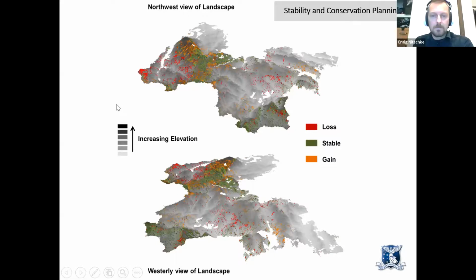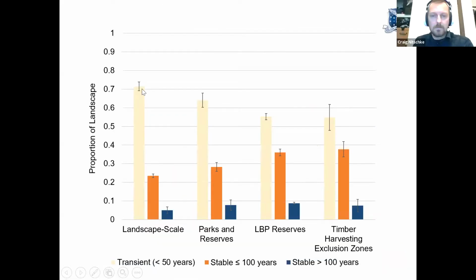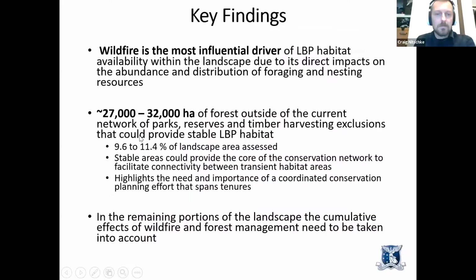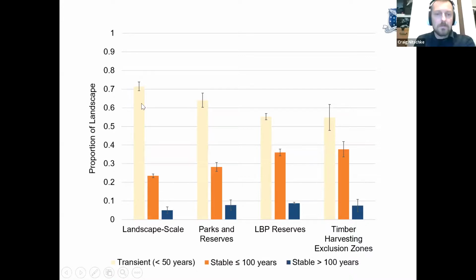Breaking this down to how the landscape is classified into conservation tenures, at the general landscape level, what we found is that over 70% of the habitat is transient, so less than 50 years. But that's still important. Of the habitat that's in there, most of it's transient, but they still provide key habitat over time.